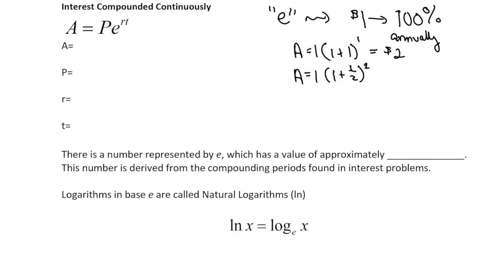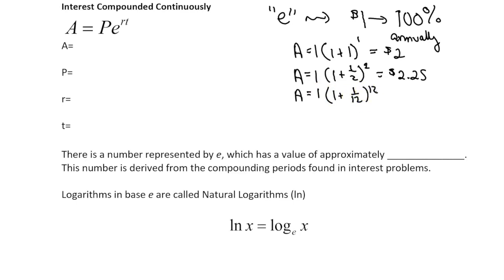So now that's a 2. And we put 1 on top because 100% is 1.0 as a decimal. And if you put that into your calculator, you end up with $2.25. So obviously compounding semi-annually is better than compounding annually if you're making money here. Well, what would happen if you compounded something monthly?